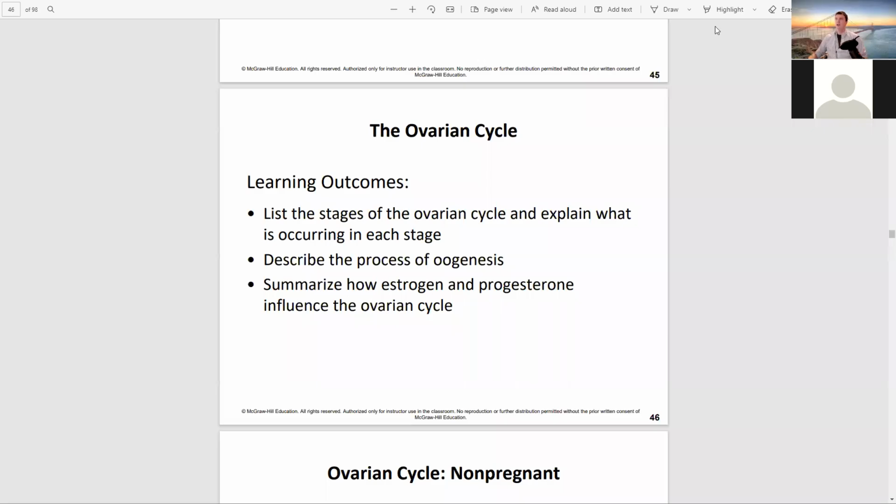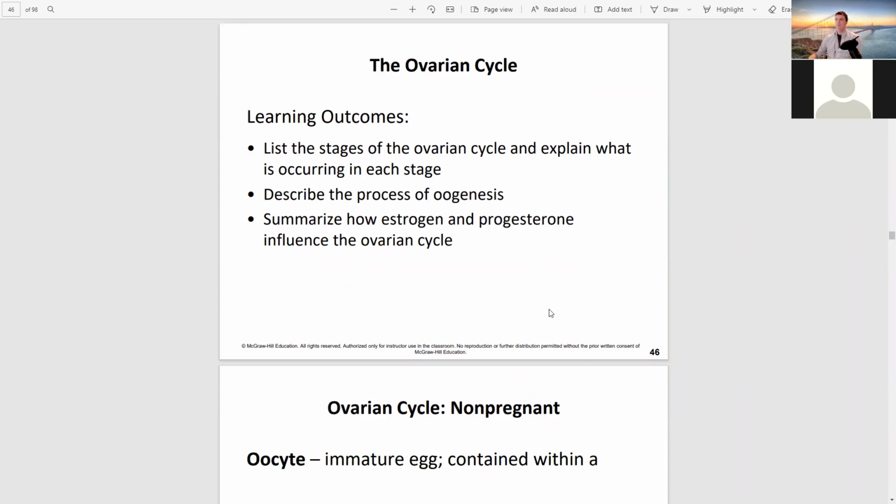So today we're going to finish talking about the reproductive system. So the ovarian cycle, the learning outcomes are to list the stages of the ovarian cycle and explain what is occurring in each stage, describe the process of oogenesis, and summarize how estrogen and progesterone influence the ovarian cycle.